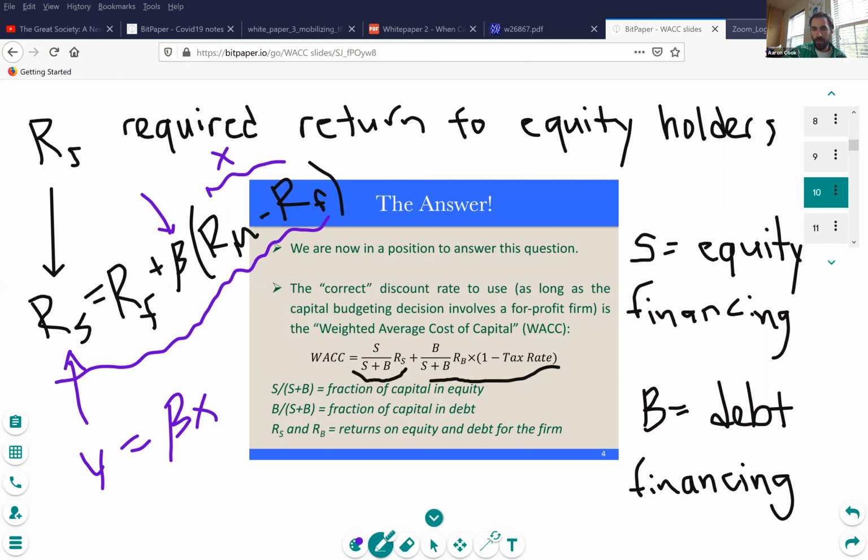That gets multiplied by 1 minus the tax rate. I'll get to that in a second, just to explain exactly why that 1 minus the tax rate term is multiplied on the right-hand side there. So bondholders are just going to require whatever interest rate you agree on when you take out the loan to begin with. But equity holders, their required return is a little bit more complicated because it's an opportunity cost measure.